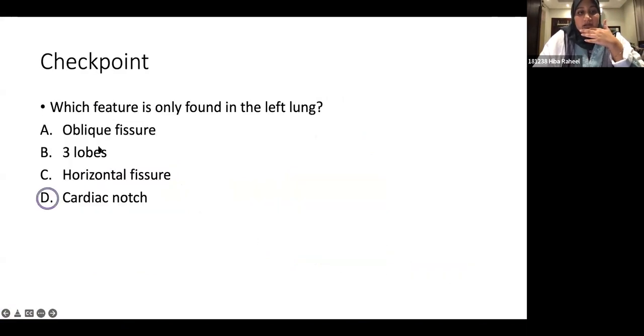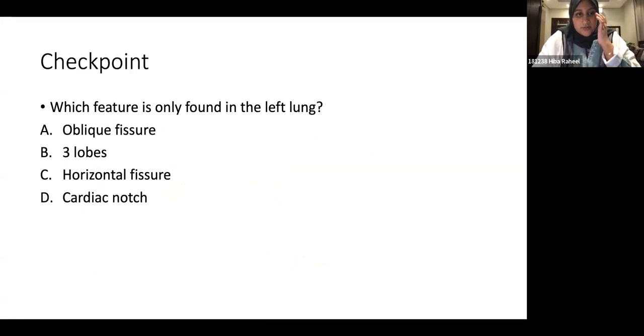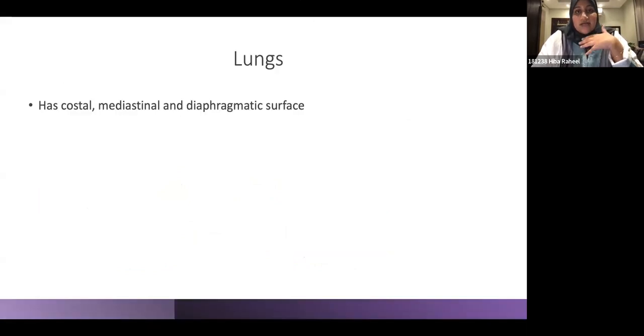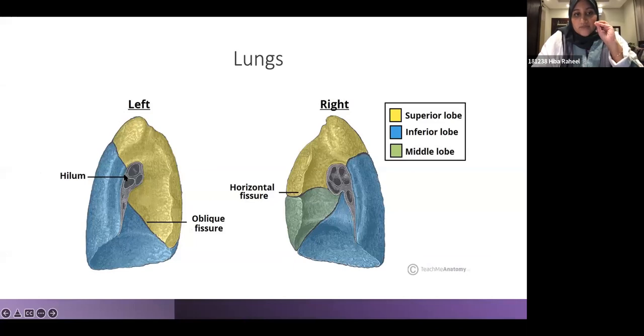And what else is here? Oblique fissure, sorry, my bad, horizontal fissure is only found in the right lung, not in the left lung. Left and right oblique fissures are present. So right has an oblique fissure and left has an oblique fissure as well. Okay. All right. So these kind of questions are what is going to come in the exam. Why not A? Okay, let's go back to A. I said oblique fissure. So oblique fissure is found both in left and right.